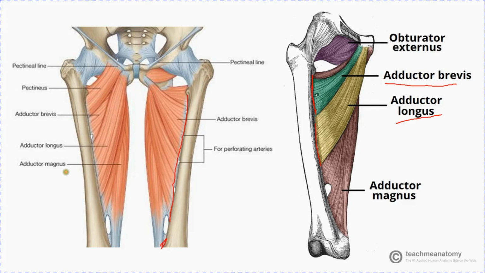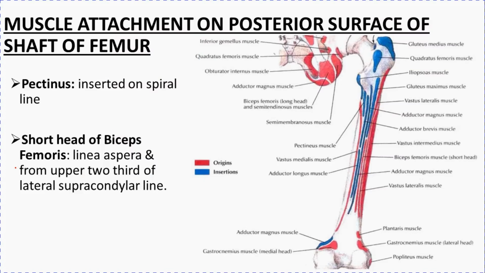This large muscle is called the adductor magnus muscle. Now we will discuss the attachment of other muscles on the posterior surface of the shaft of the femur. The pectineus muscle is inserted on the spiral line. Now, you remember the spiral line?